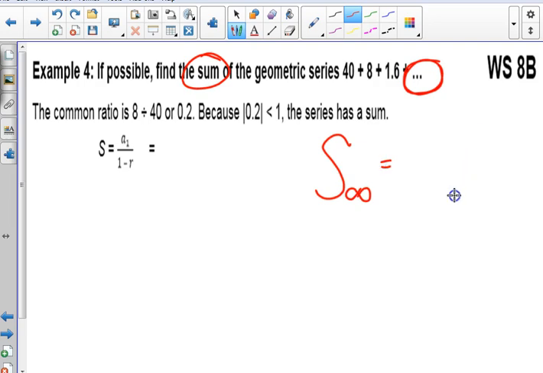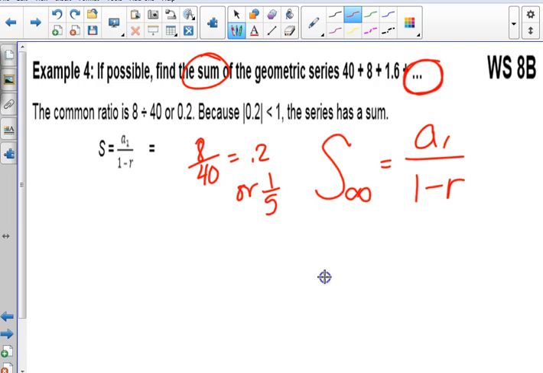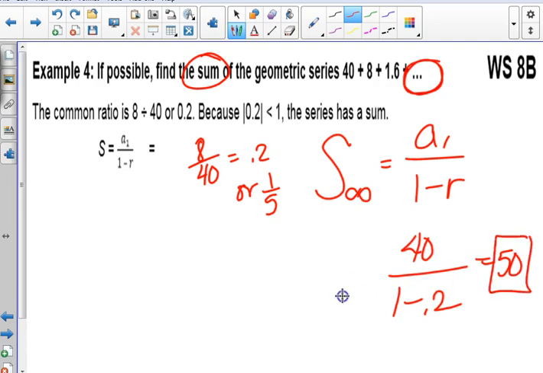Okay, that's how many. And the formula is the first term over 1 minus r. But it only works if r is less than 1. Can we figure out if r is less than 1 here? 8 over 40 is 0.2 or 1/5. Okay, so what's the first term? 40 divided by 1 minus 0.2. So this is going to approach 50.